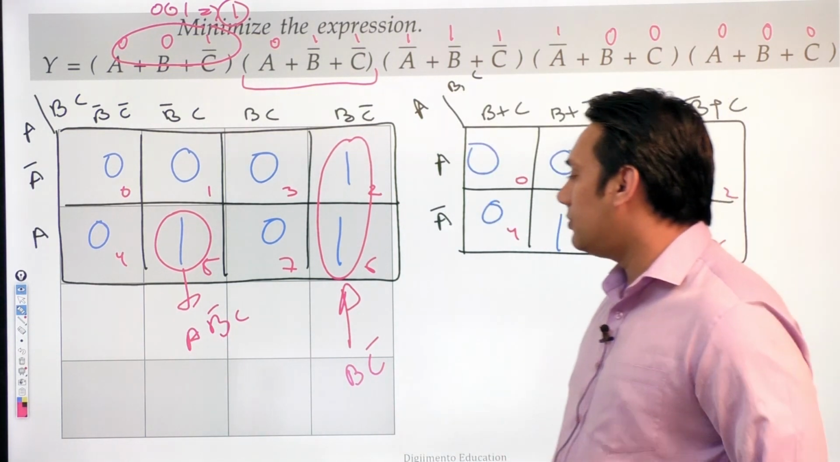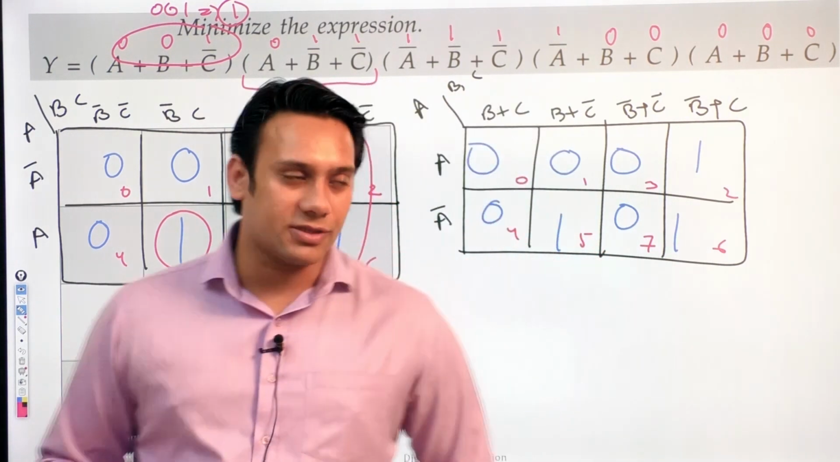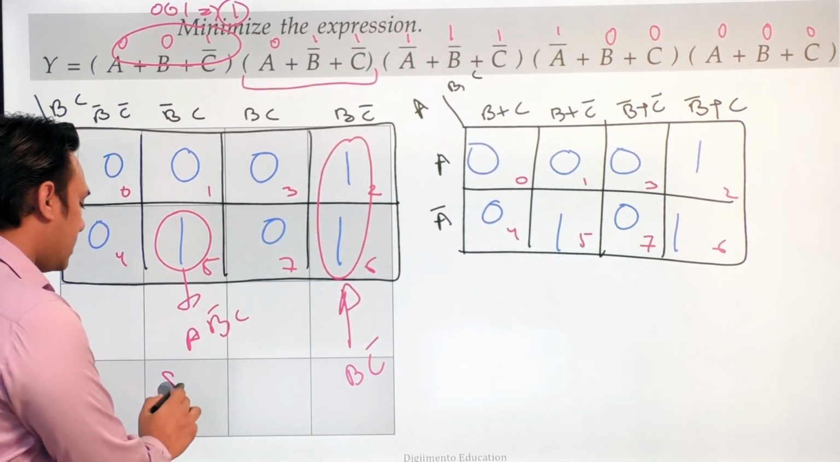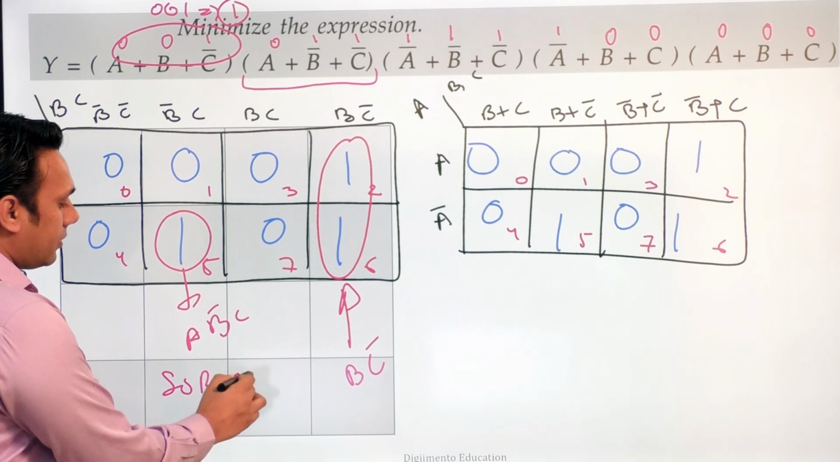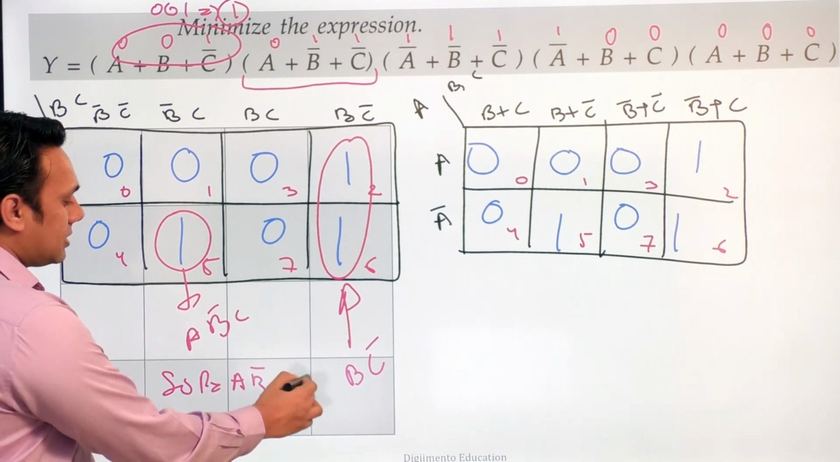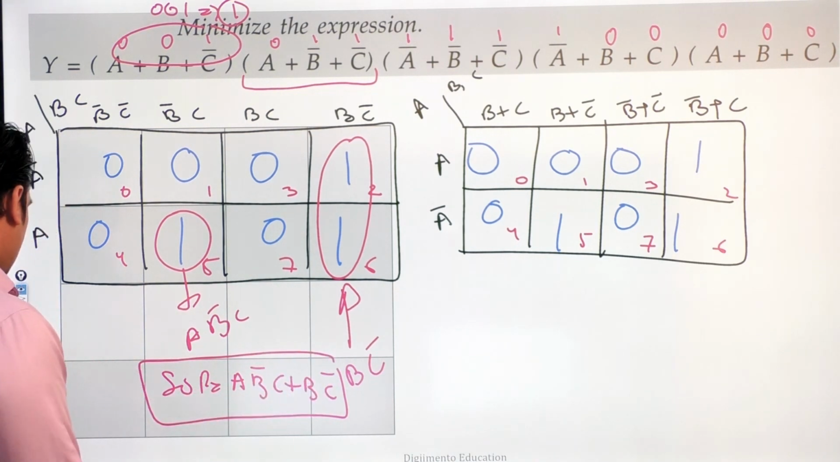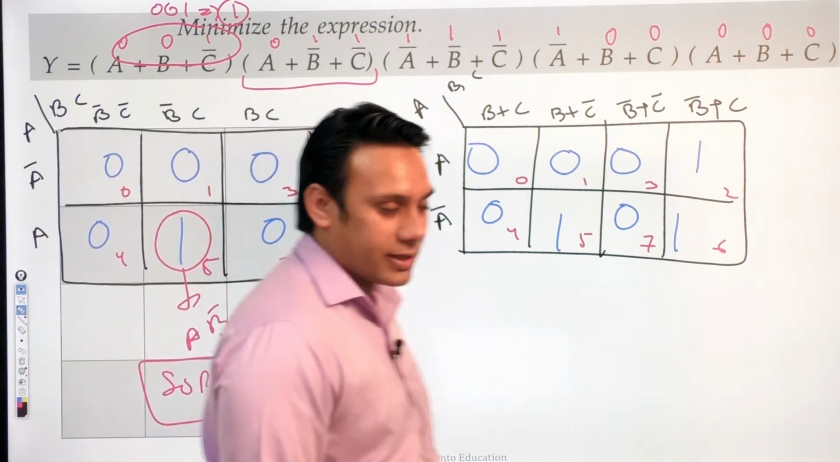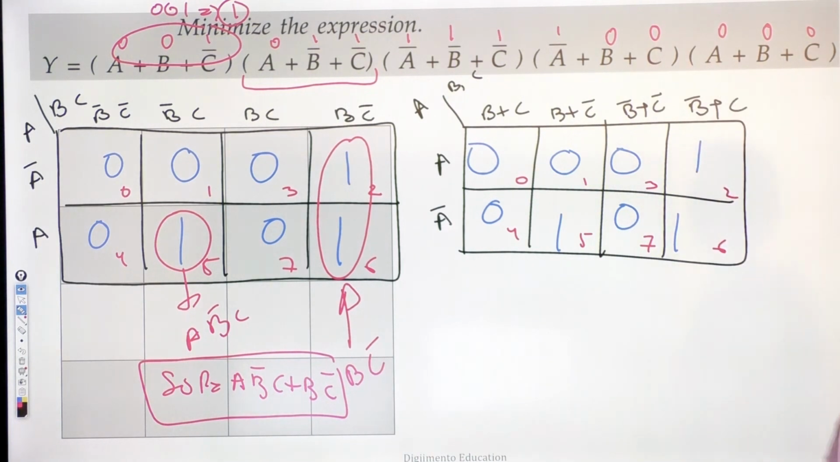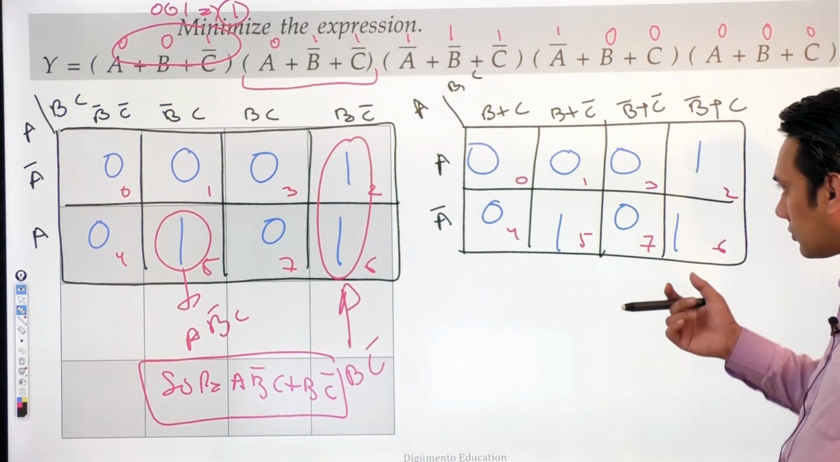So what is your min term? I mean, what is your SOP expression? So your SOP expression for this will be AB complement C plus BC complement. Okay. Now let us look at the next one here. Let us look at this one.